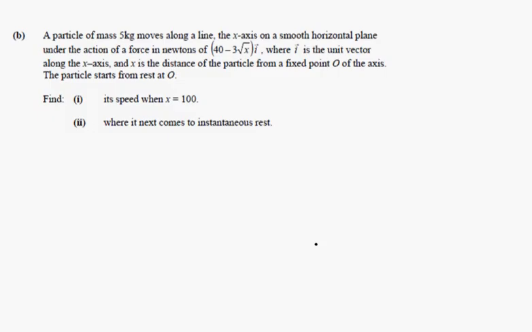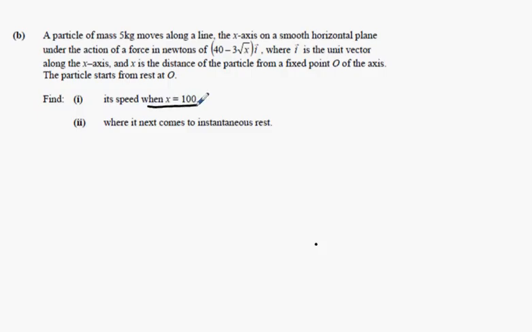A particle of mass 5 kilograms moves along the x-axis on a smooth horizontal plane under the force, in newtons, of (40 minus 3 root x) i, where i is the unit vector along the x-axis, and x is the distance of the particle from a fixed point O of the axis. The particle starts from rest. Its speed when x equals 80.